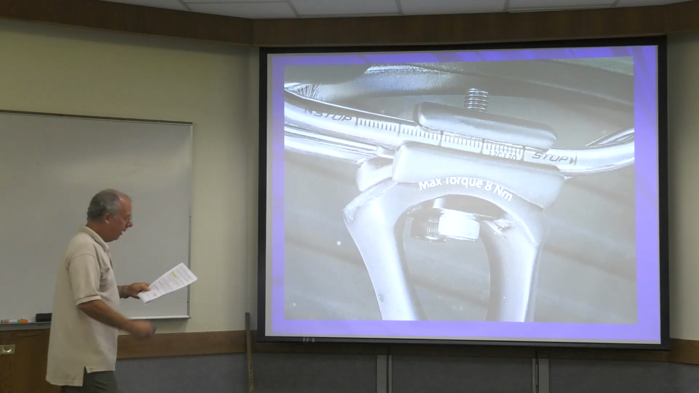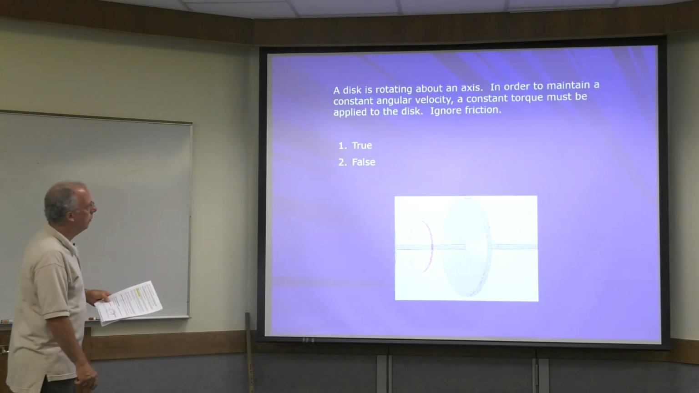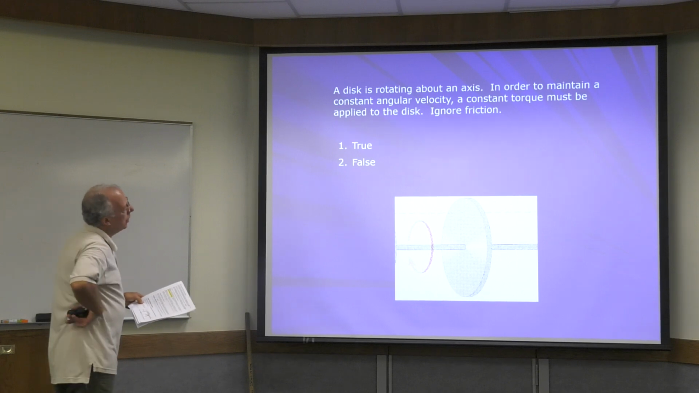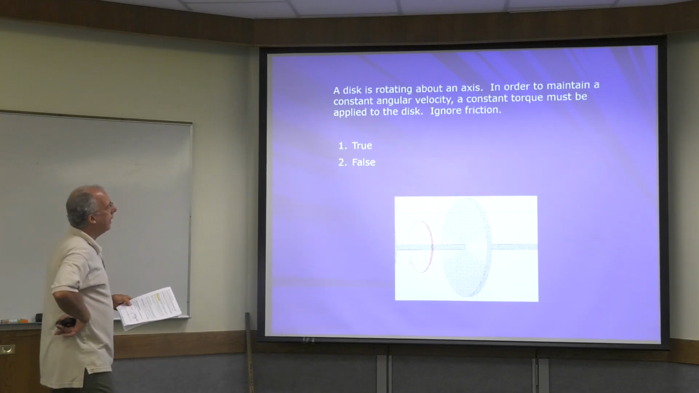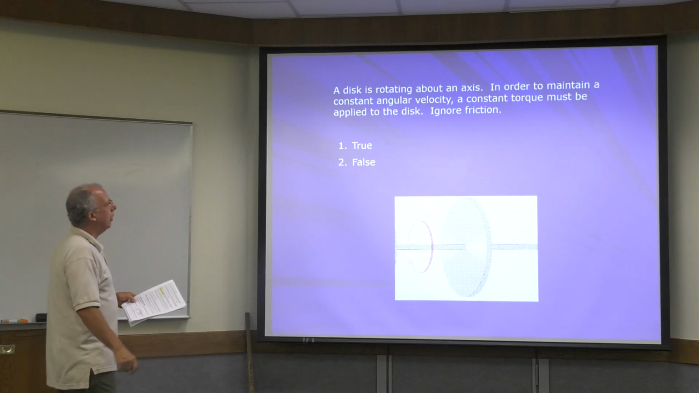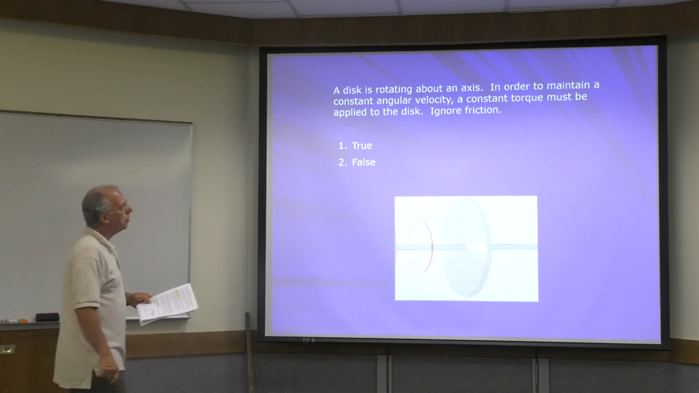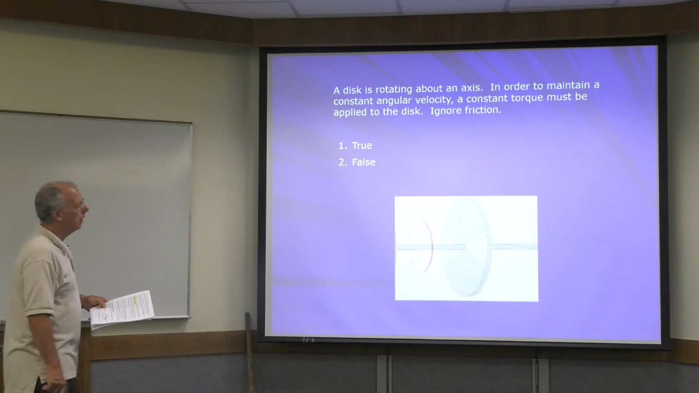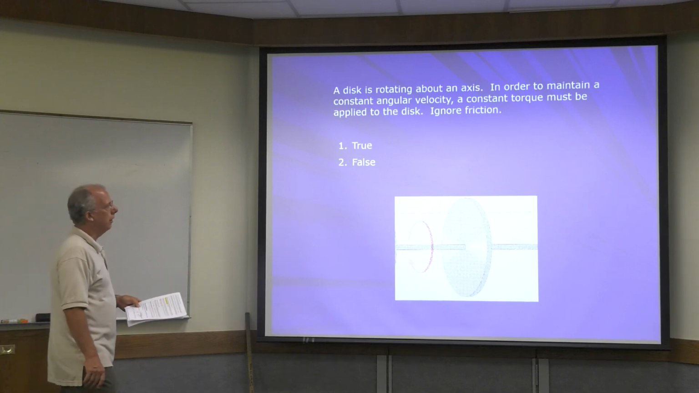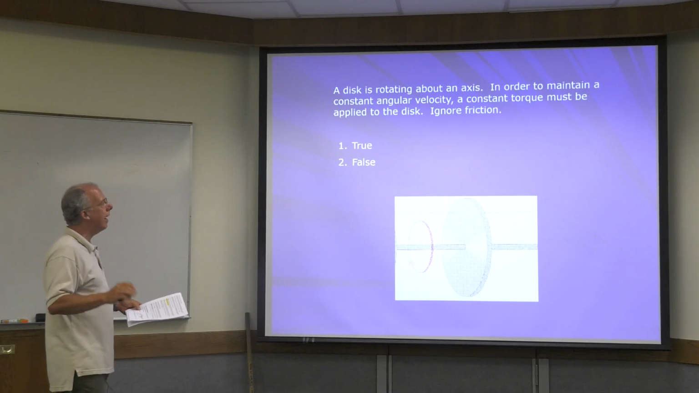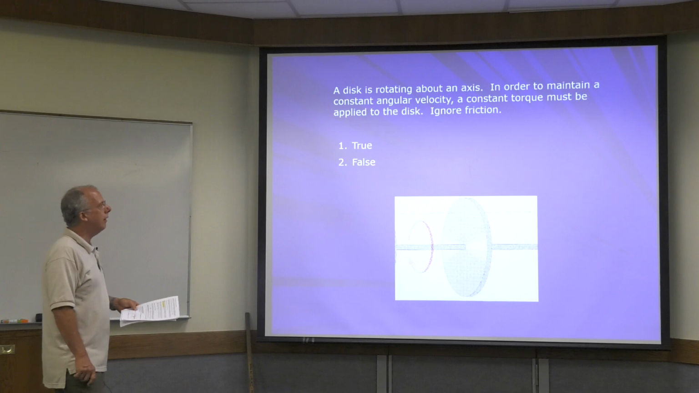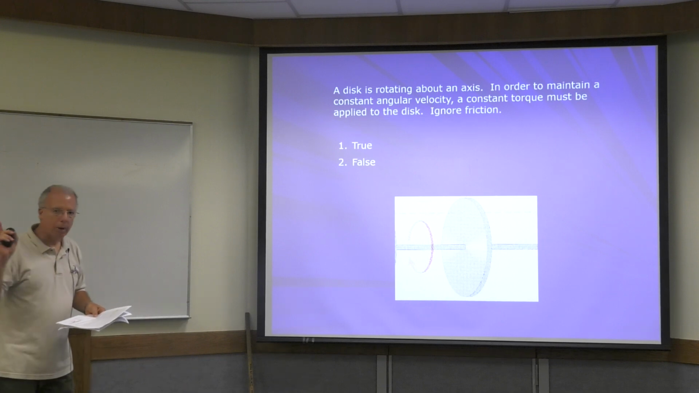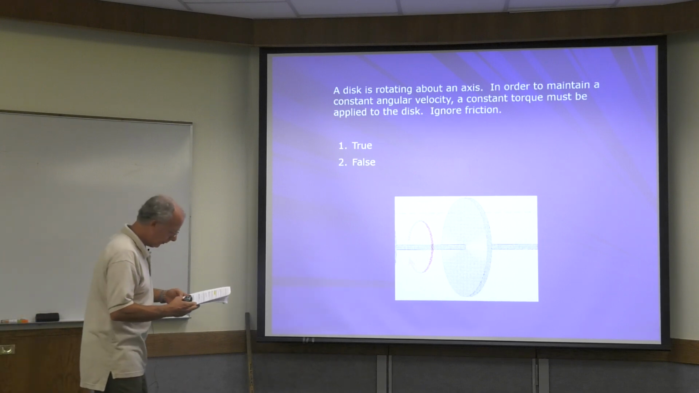Okay, now here's a kind of a nice question for you. A disk is rotating about an axis. In order to maintain a constant angular velocity, a constant torque must be applied to the disk. Ignore friction. So is that true or false? True or false? So pause your video and figure it out.